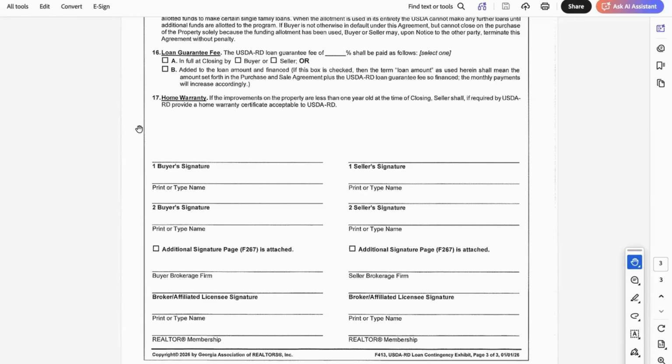Buyer signature here, buyer 1, buyer 2. If more than 2 buyers, attach the F267. Seller signature here, seller number 2 signature here. If there are more than 2 sellers, attach signature page F267. The buyer's brokerage signs here, the seller's brokerage signs there. And this concludes the F413 USDA loan contingency exhibit.